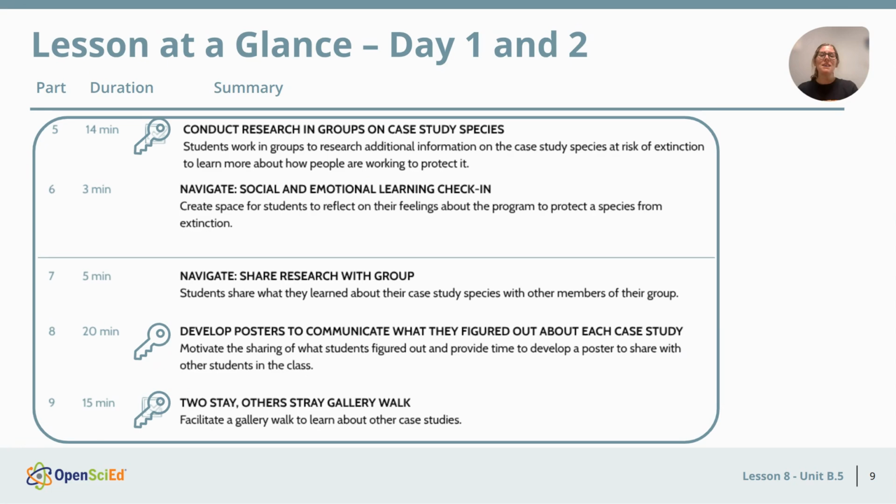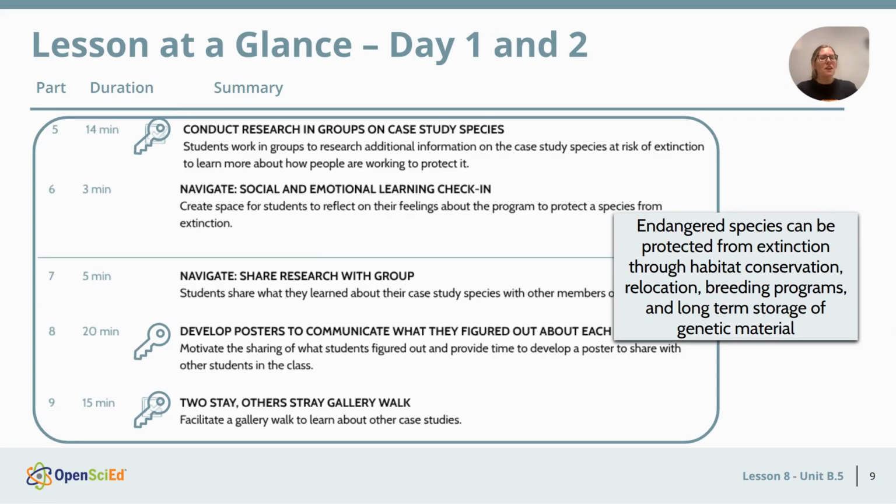Loop 2, which will be the end of day 1 and the beginning of day 2, the students will conduct research in groups on their case study species. We'll have a social emotional learning check-in, share research with groups, develop posters, and then have a gallery walk. Students figure out that endangered species can be protected from extinction through habitat conservation, relocation, breeding programs, and long-term storage of genetic material. And we wonder, can we apply any of these methods to the polar bear?